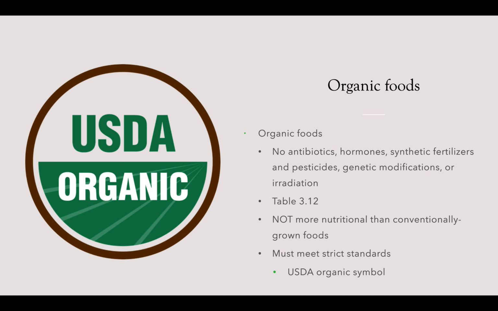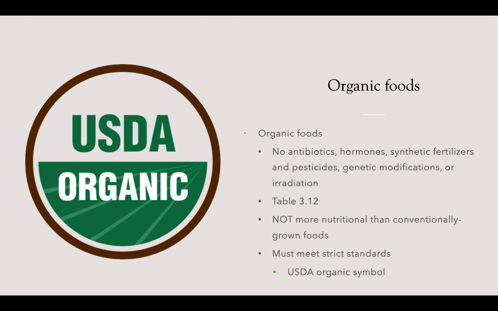Usually, irradiation is used to extend the shelf life and to kill any molds or bacteria that are on food products, but you won't find that in organic products. Table 3.12 in your textbook gives a good comparison between organic and conventional farming systems. So take a look at that to get a better understanding of the farming methods, and keep in mind that organic foods are generally not any more nutritious than conventionally grown foods, as this is often a point of confusion when I educate people about nutrition.